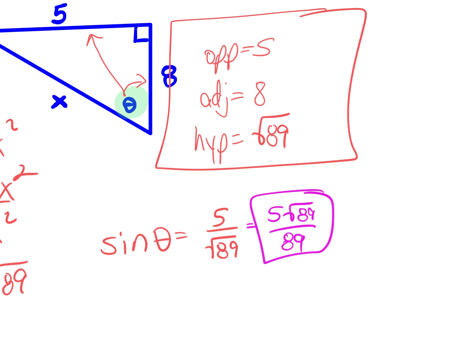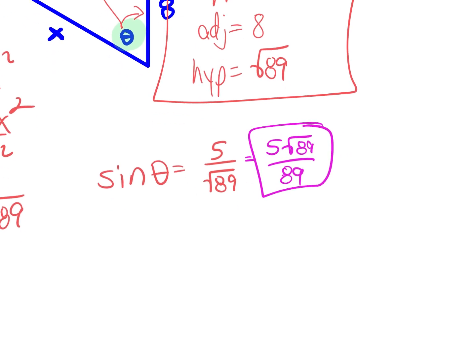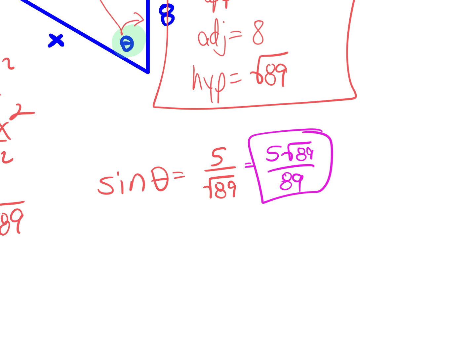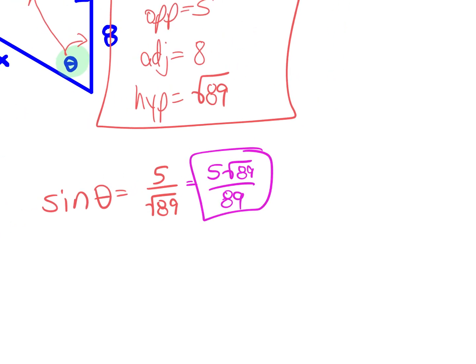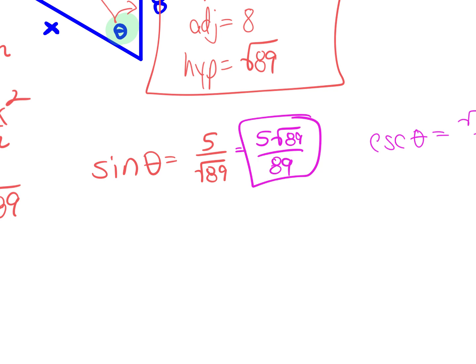Now, you can go in any order you want. Some people like to find sine, cosine, tangent, and then the reciprocals. Some like to find the original function and its reciprocal. What is the reciprocal to sine? It's cosecant. So cosecant theta is going to be what? Square root 89 over 5. Perfect. So now let's go with cosine.